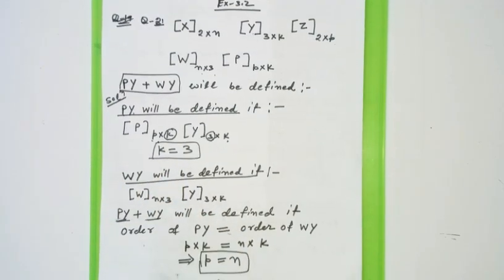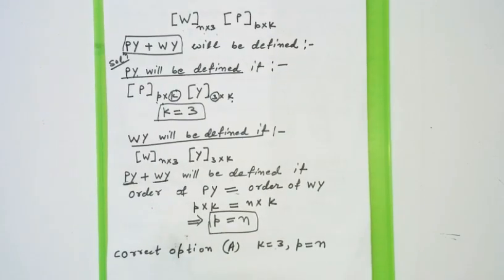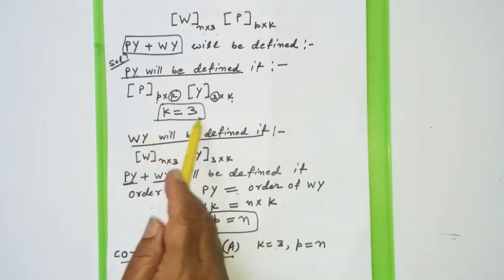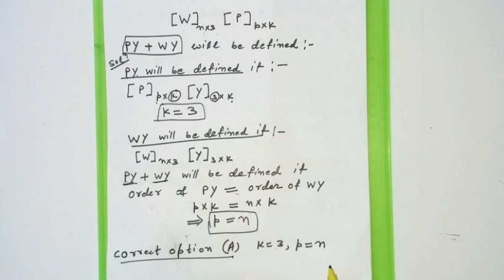Now if we combine these two results, then we get the correct option to be option A. It is an MCQ in the exercise and 4 options are given. Option A gives you that k should be 3, p equal to n. So you have found k to be 3 and p equal to n. So the correct option is option A.